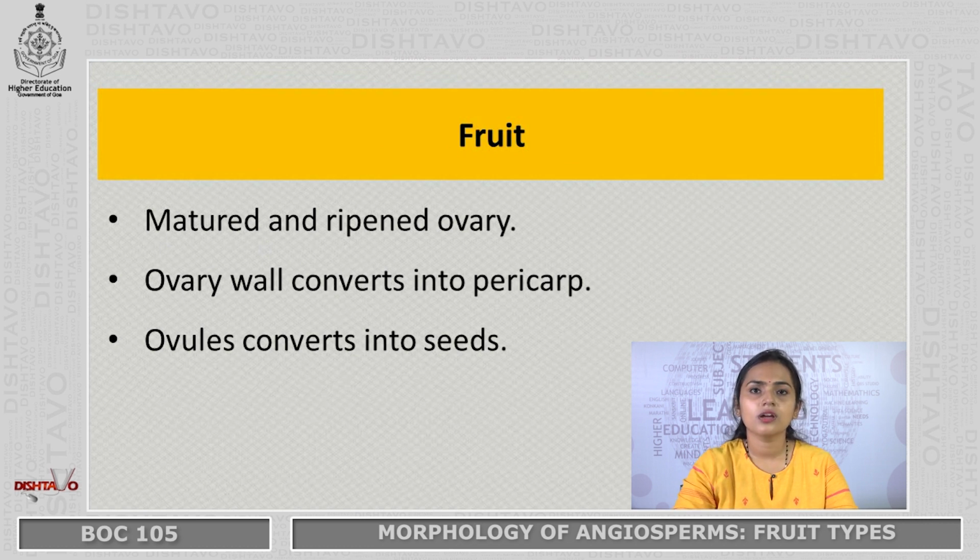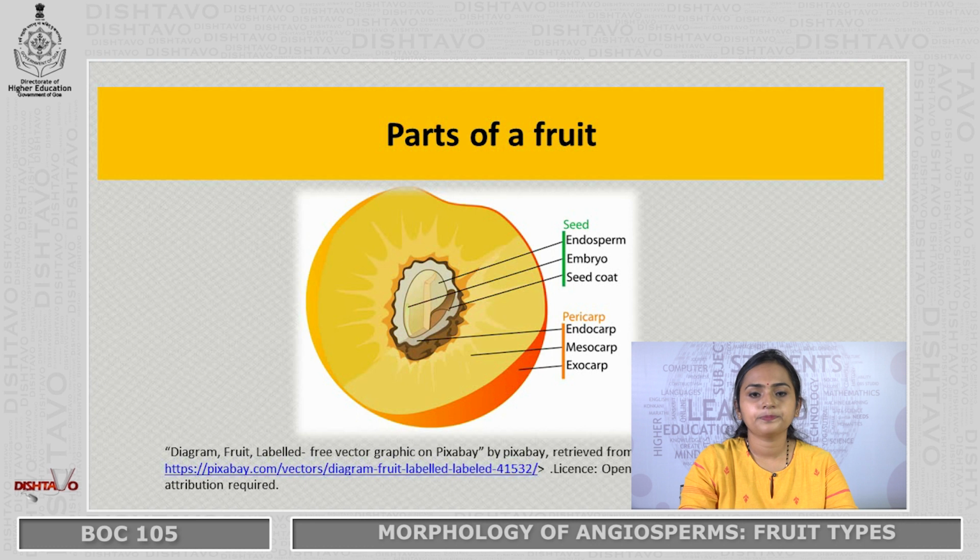What is a fruit? A fruit is a matured and ripened ovary and it is called a true fruit. Sometimes in epigynous flowers, parts other than the ovary turn out to be a fruit and it is called a false fruit. The ovary wall converts into pericarp and the ovules convert into seeds.